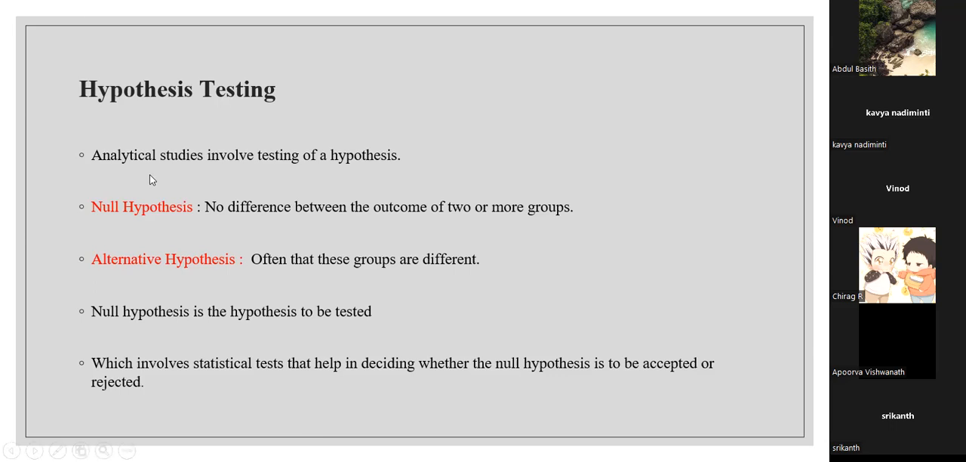Hypothesis testing in analytical studies involves testing of hypothesis. The null hypothesis is defined as there is no difference between the outcome of 2 or more groups, and the alternative hypothesis is defined as there is a difference between the 2 groups. The null hypothesis is the hypothesis to be tested, and it involves statistical tests that help in deciding whether the null hypothesis is to be accepted or rejected.